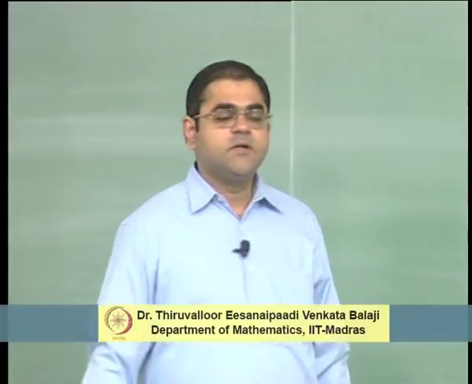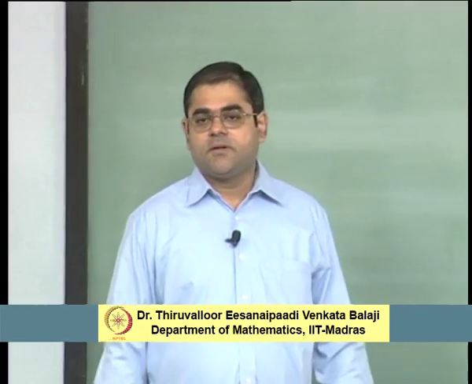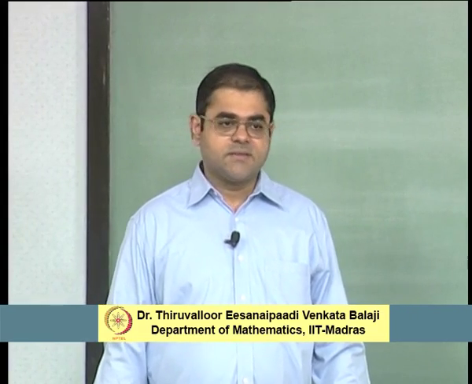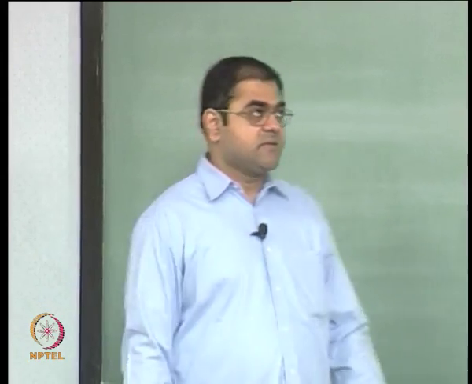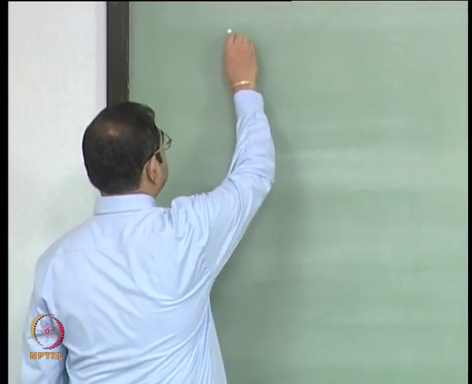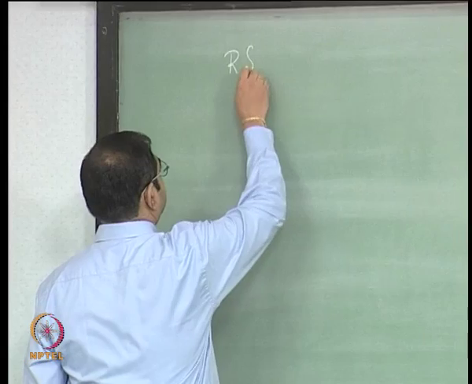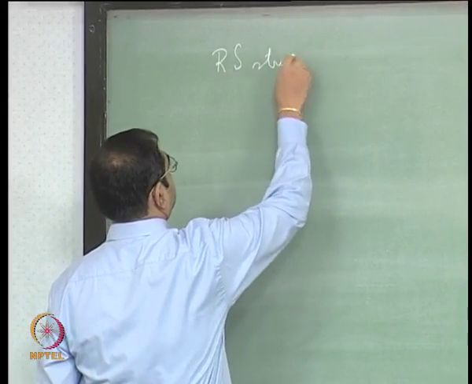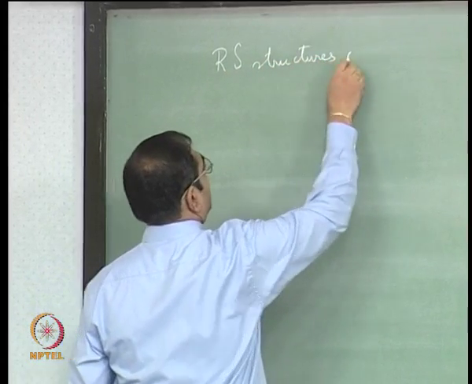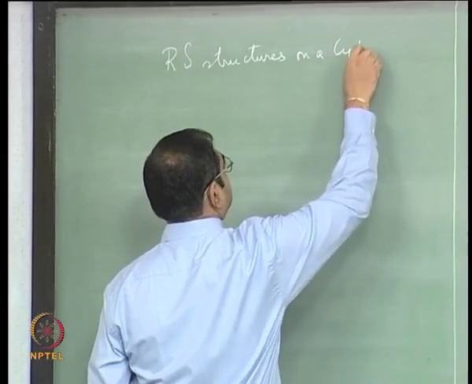Welcome to lecture 4 in this series on Riemann surfaces and algebraic curves. So what we will try to do in this lecture is to put Riemann surface structures on the cylinder and the torus. So let us begin with the cylinder. Let me write that down: Riemann surface structures on a cylinder.